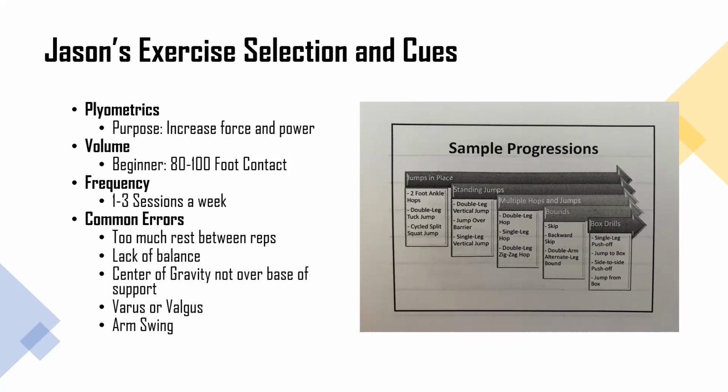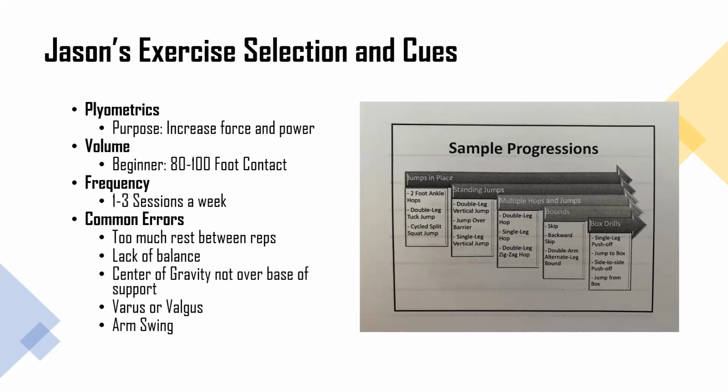Common errors that come with plyometrics are too much rest between reps, lack of balance, center of gravity not over the base of support, varus or valgus of the knees, and arm swing. Therefore, we would want to make sure to cue Jason to maintain an athletic position when landing. This means landing with body weight distributed evenly within his body, shoulders, knees, and toes all in line, and knees pointed straight forward, not inward or outward. We also want to make sure to cue Jason that in between his reps, he's not taking too much time.